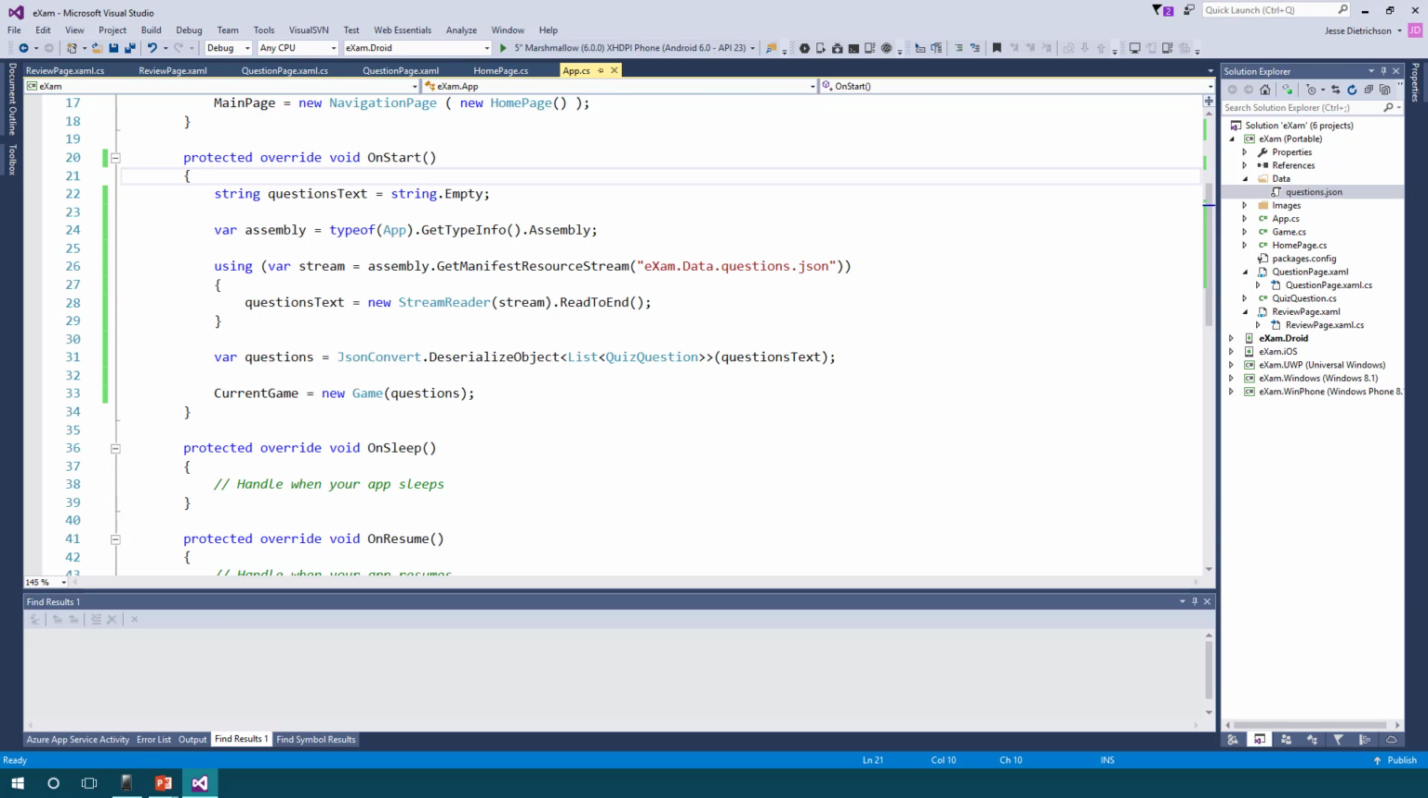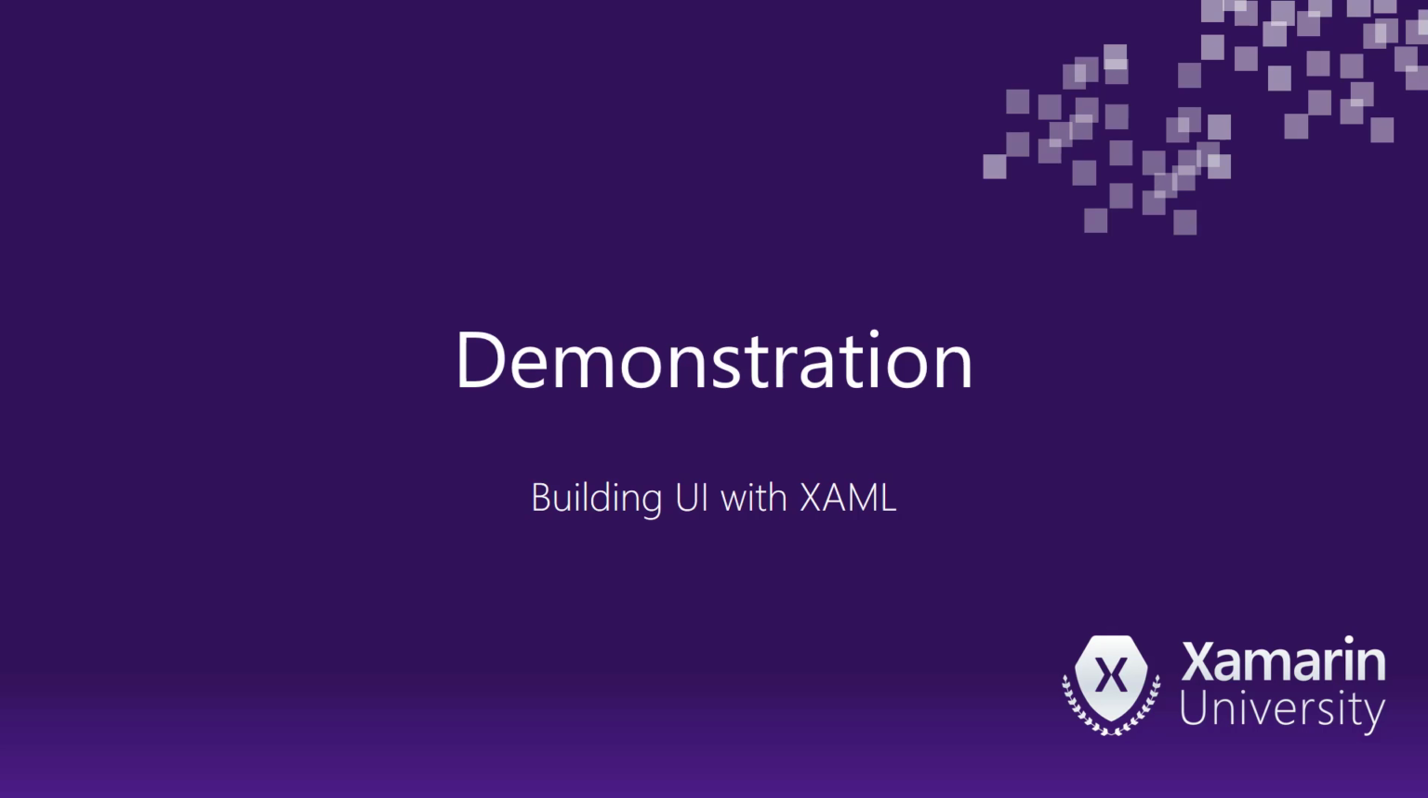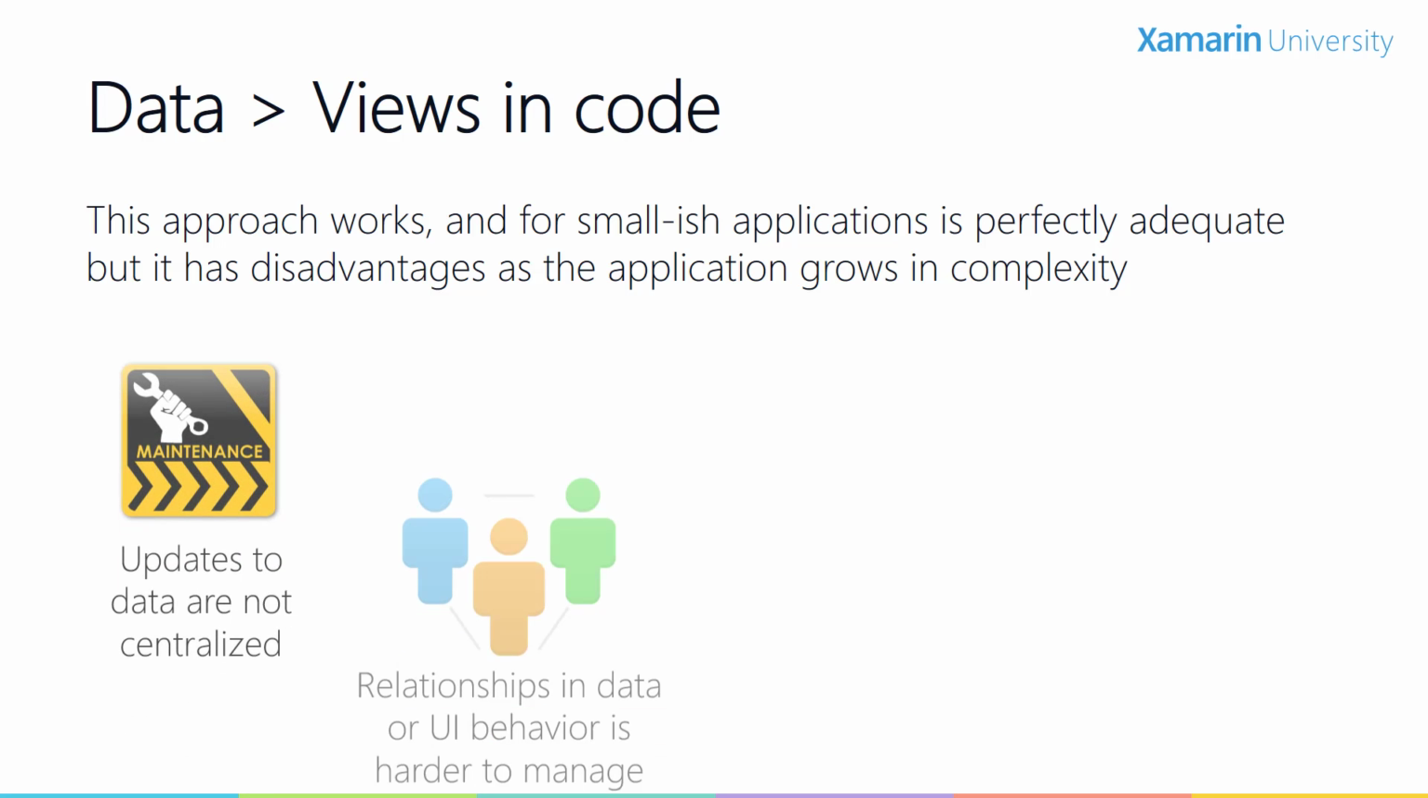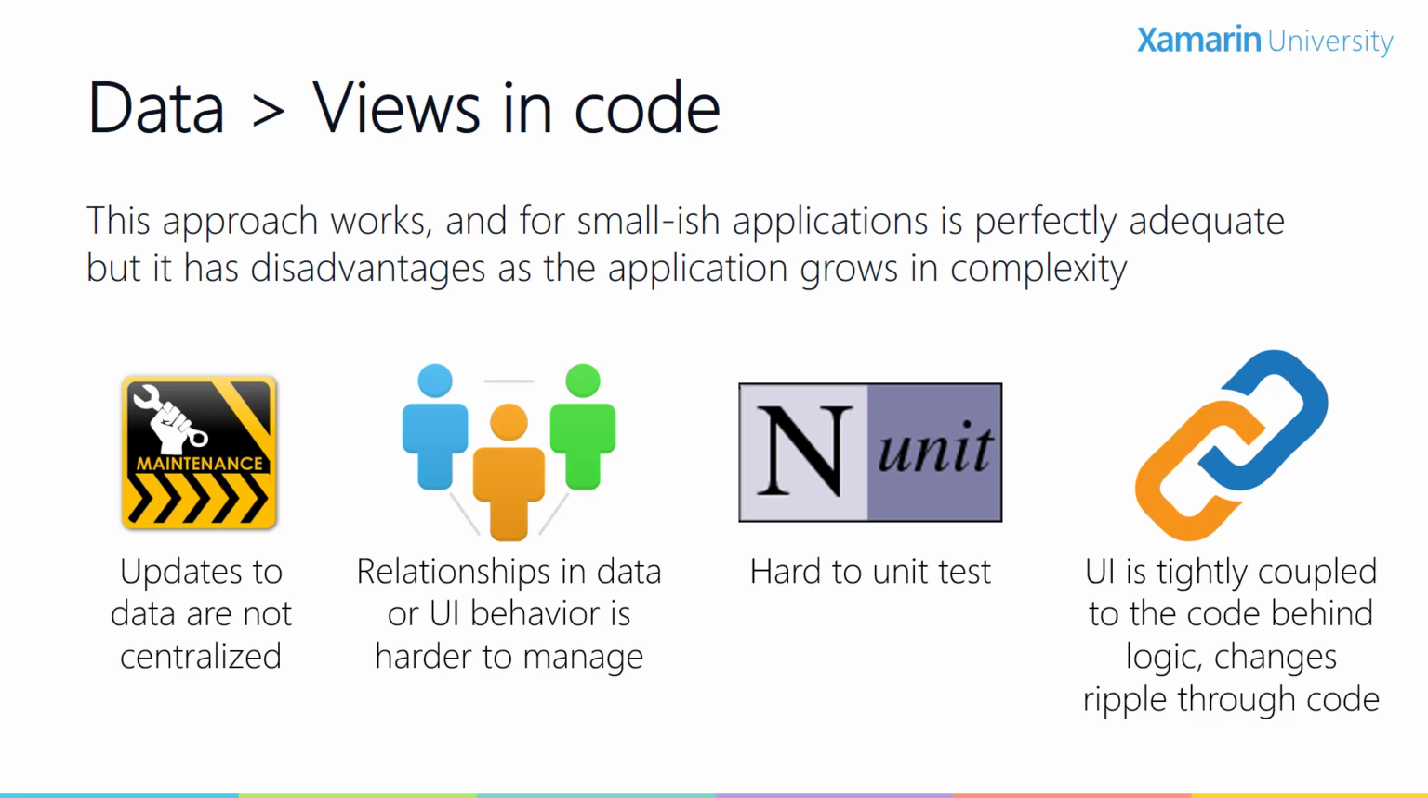All right, so let's jump back and talk about a couple more things. In our trivia application, we're interacting with the UI directly in our code behind file. For example, when we want to update a label's text, we just change the text property on the label control. And this is perfectly fine for smaller types of applications. But as your application grows, it may have some disadvantages. First, this could lead to a maintenance issue.